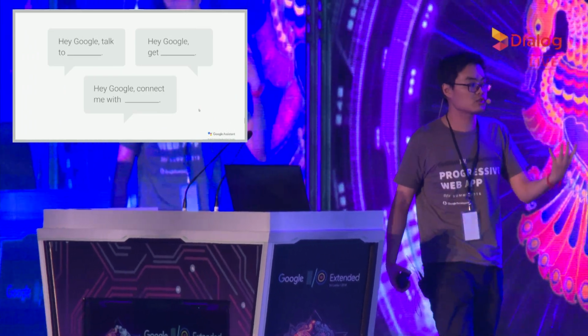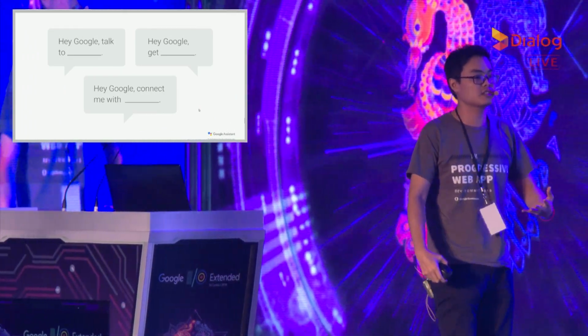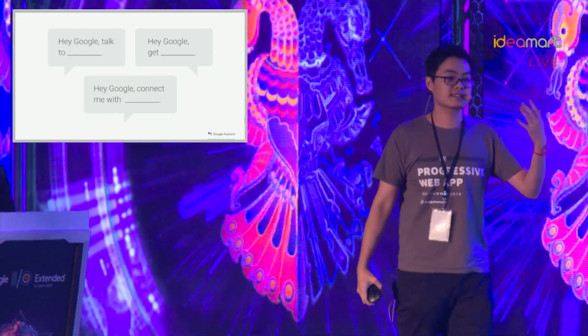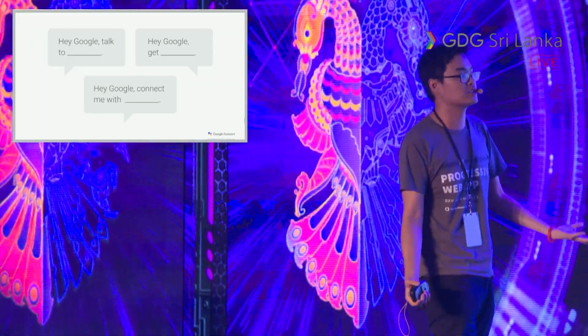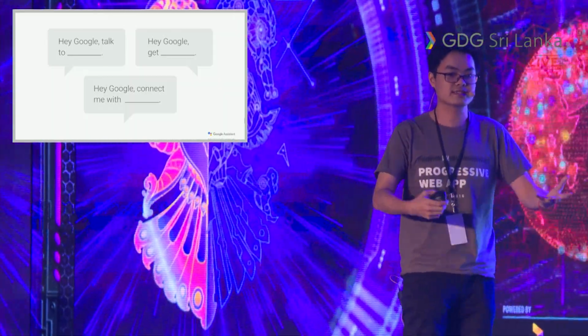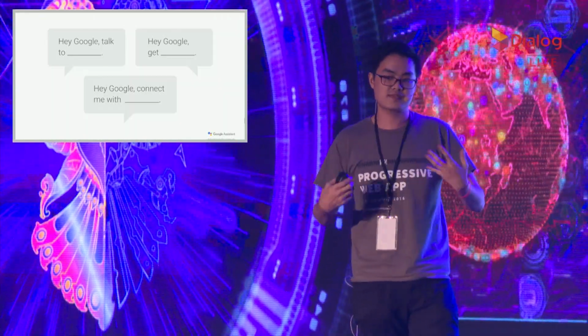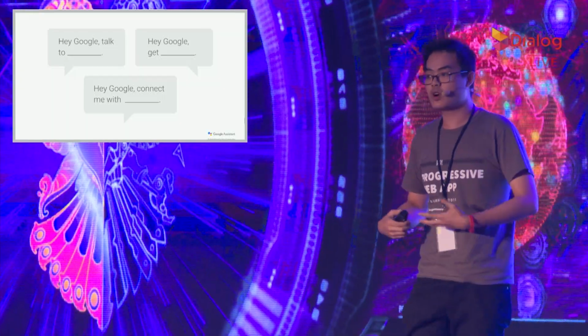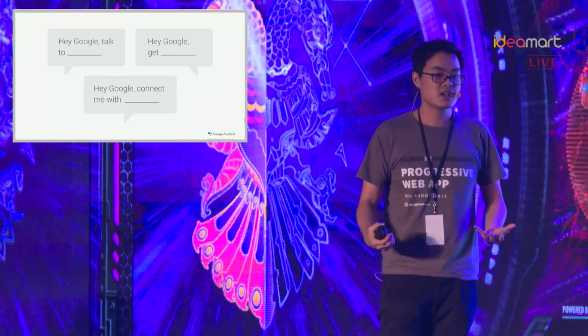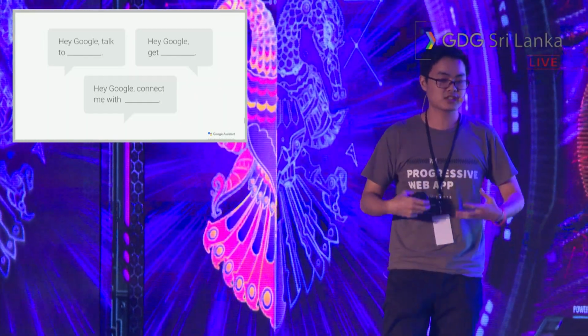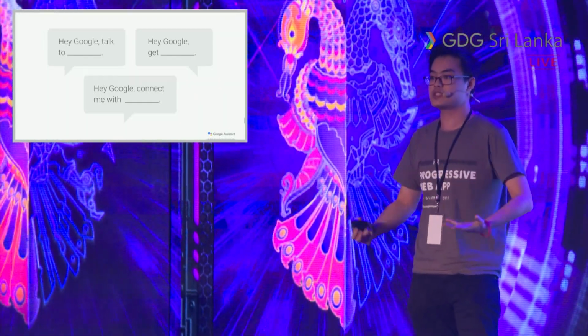So usually, how do you actually invoke an application on Google? In the examples previously, you would use, "Hey Google, talk to the application name," or "Hey Google, get something." So if you notice, every time you want to call an app through your voice, you have to use the words "Hey Google." So what is this actually called?